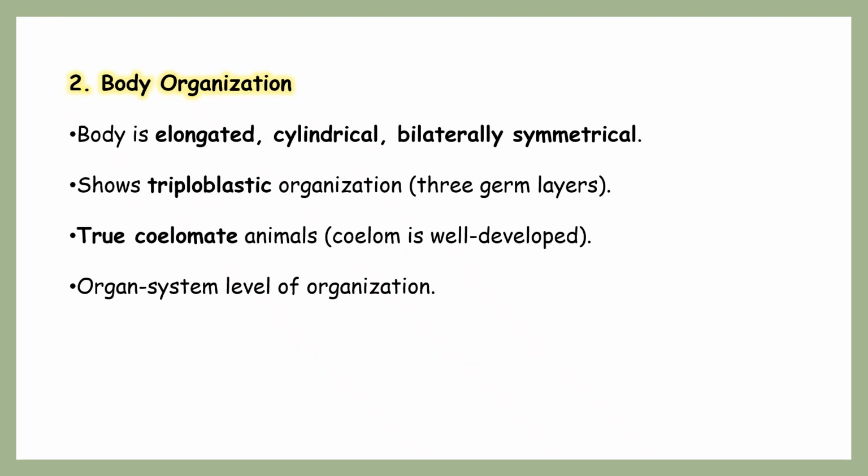The next character is about body organization. If you observe the body structure of Annelida, they exhibit an elongated or cylindrical form of body, and they exhibit bilateral symmetry. We can observe the triploblastic organization, that is, the presence of all three germ layers: ectoderm, endoderm, and mesoderm.